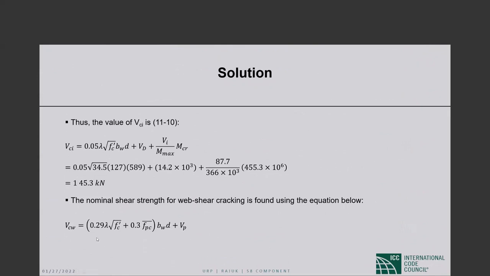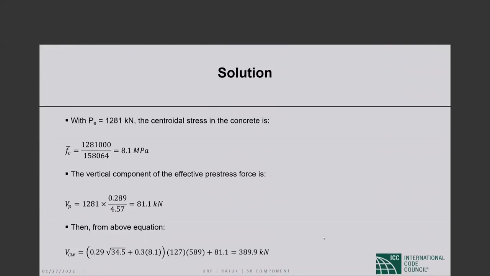Then I went to the web shear crack equation, which is V_cw. Again, I used P_e and found the centroidal stress. I tried to show the vertical component of the pre-stress. Remember, I told you that that would be reducing your stress if you want to do that. Then I found V_cw.